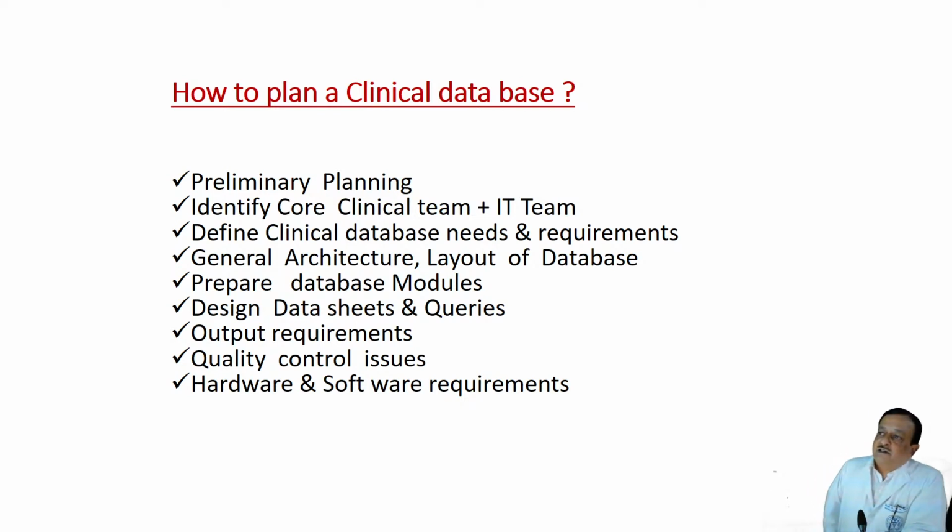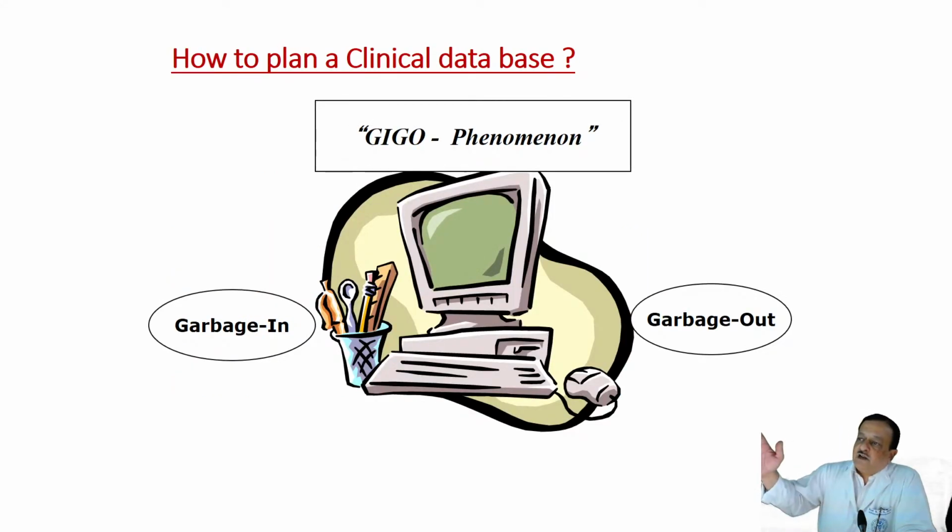You need to identify your clinical team and IT team. Define your clinical database needs, what exactly you want from this database. What are the fields I'm going to create for this particular cancer, and what are the outputs I need. You need to define everything. Define the architecture of the database, layout of the database, prepare database modules, data sheets, output requirements, what outputs you want, quality control, how to maintain quality, hardware and software requirements. Otherwise, what happens is, if you put garbage in the computer, garbage will come out. This is called the GIGO phenomenon. So you have to be very clear what you want to capture.